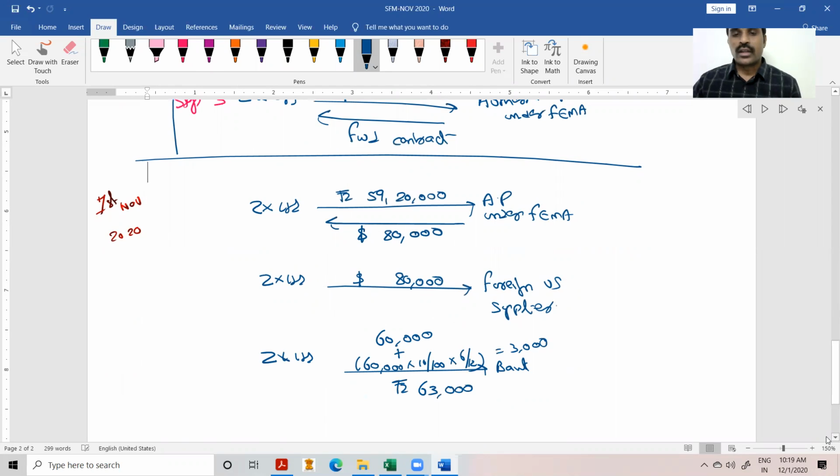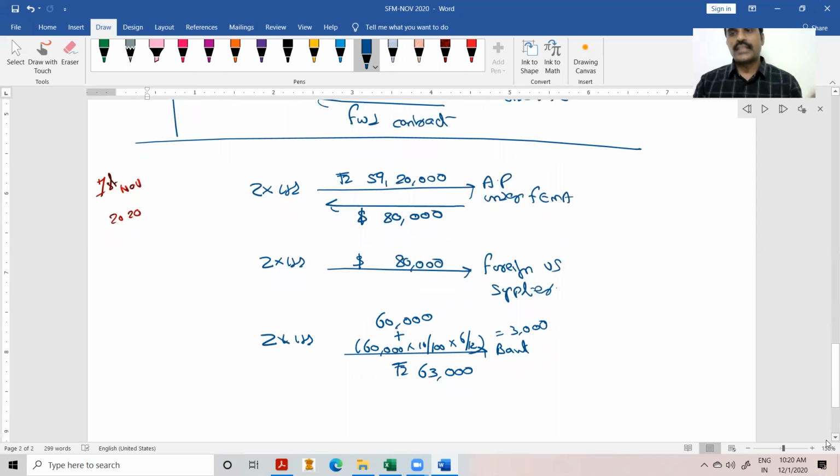Total 63,000. So 10% is per annum. For 6 months, 5%. So 60,000 into 5%, 3,000. Or you can take 10% is 6,000, that is per annum interest. Half yearly interest, 3,000. Right. This is the point.